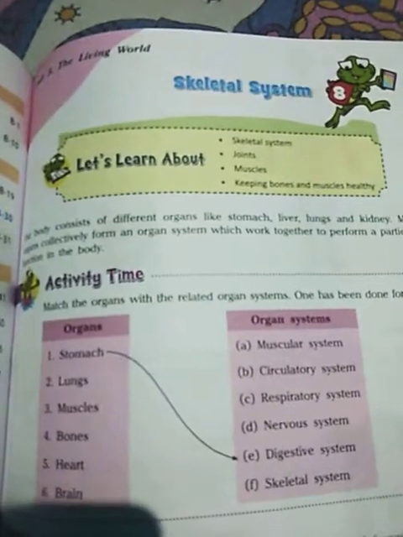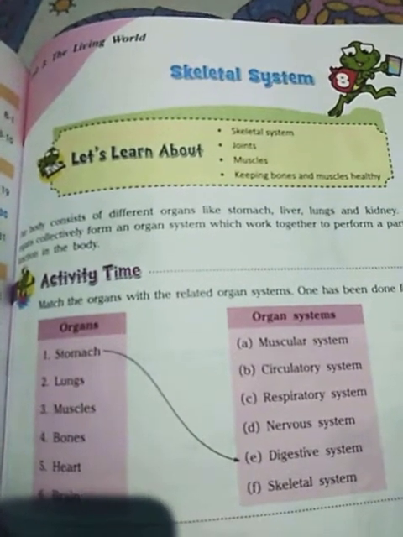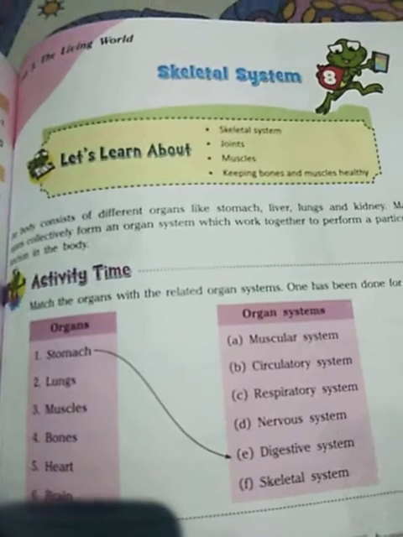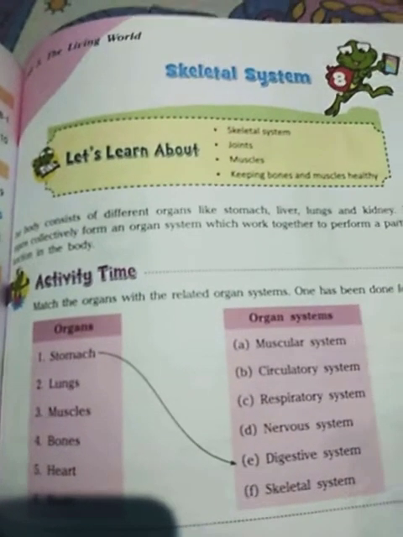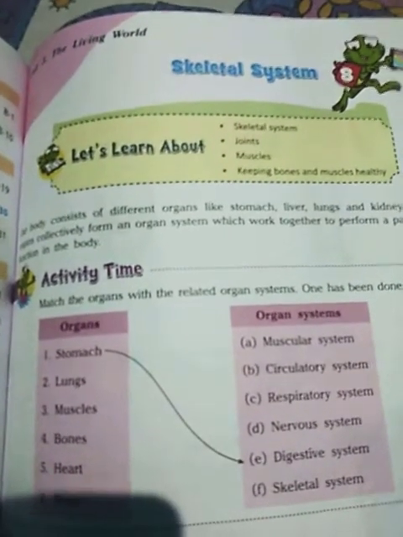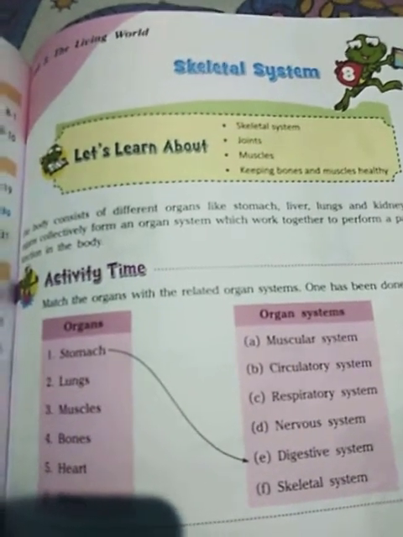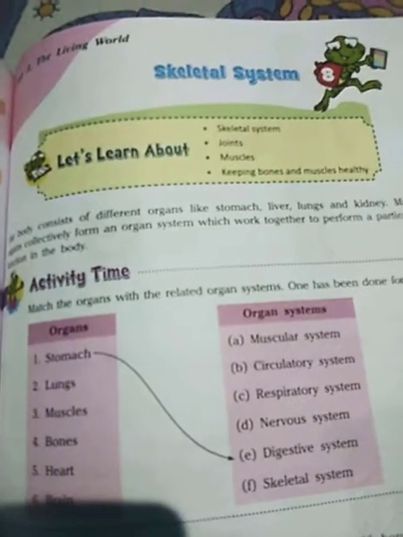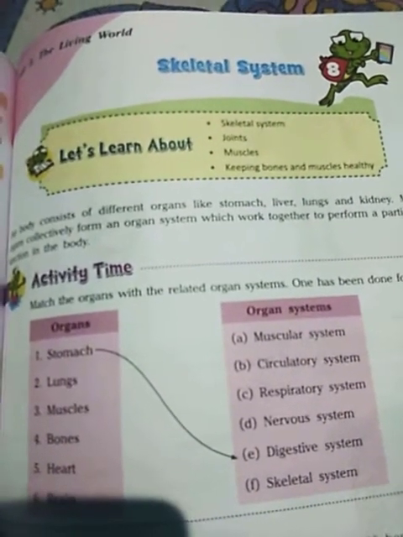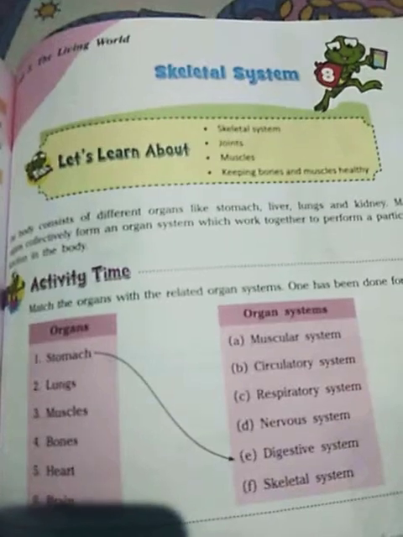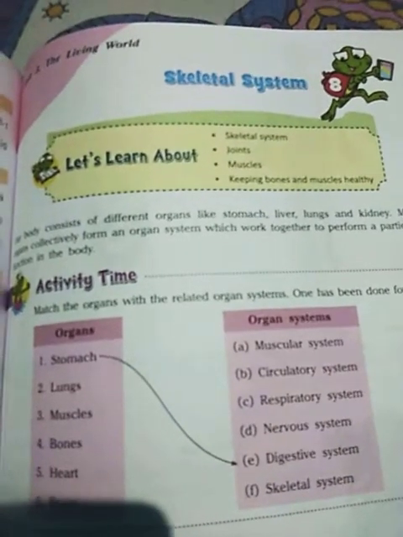So all these organs are doing the same function. What is that? Digestion of food. Your teeth, your tongue, your stomach, your small intestine, all these are doing the same work. They are helping in the digestion of the food, and all these together are performing the same task. So they are forming an organ system.